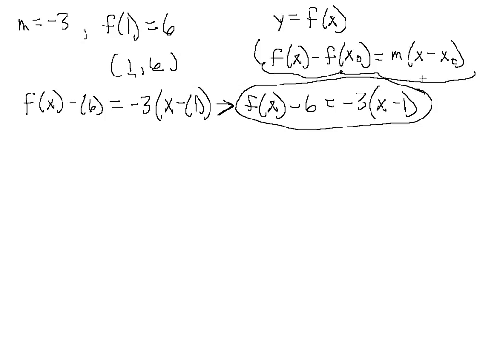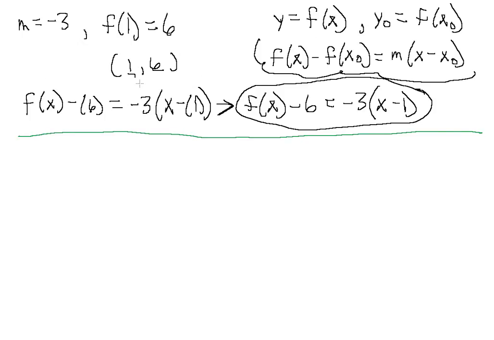Notice that we just replaced each y with f of x, and we replaced y naught with f of x naught. So let's do a few more examples of this. It's pretty straightforward. We've been dealing with point-slope form for quite a while now. We're just making the transition to functional notation.